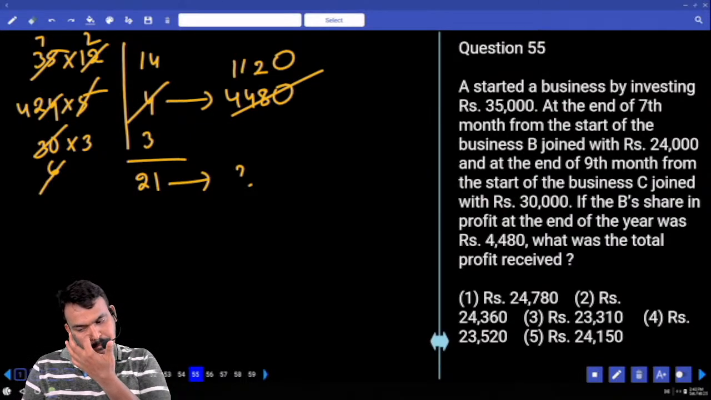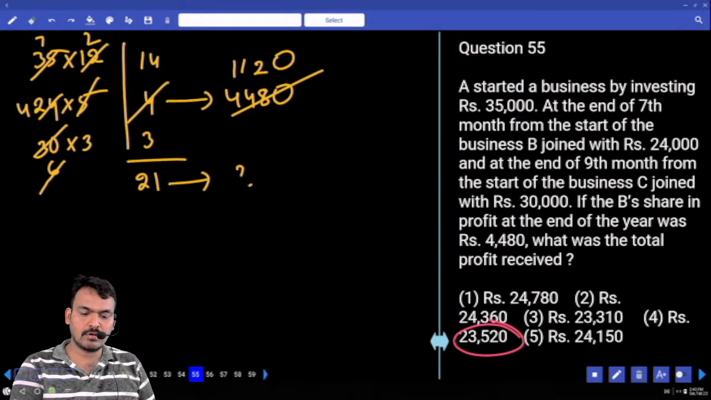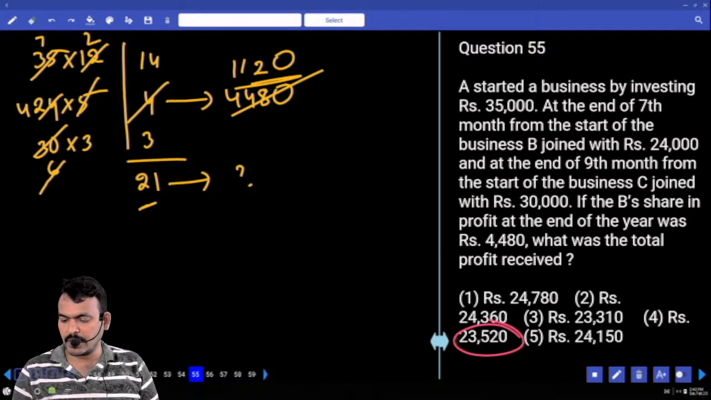It ends with 20. How many options end with 20? Only one. 21 into 1120, ends with 20. How many options? Only one.